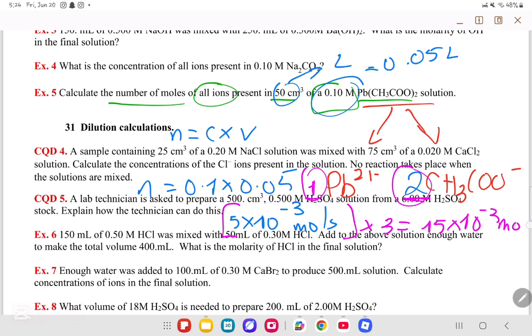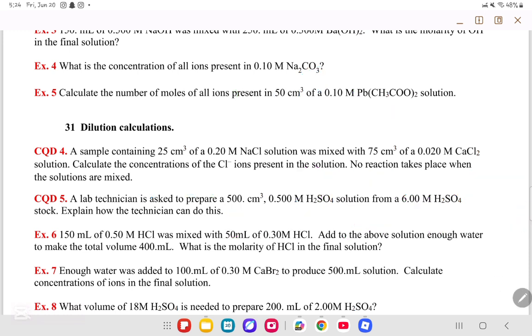So that is it for this exercise. I think these are the only exercises I'm going to do. Then I'm just going to do the rest, which are the CQDs.